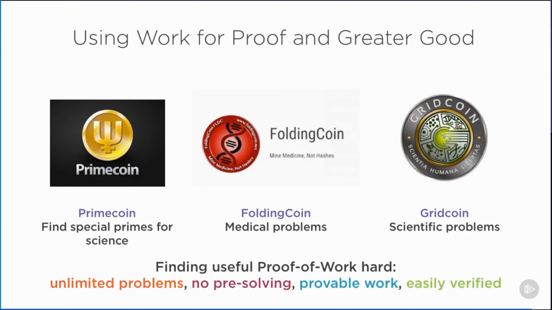Folding Coin is built on top of Bitcoin, and Grid Coin uses an entirely different consensus mechanism called Proof of Stake, which is an important alternative to Proof of Work that we'll talk about next.